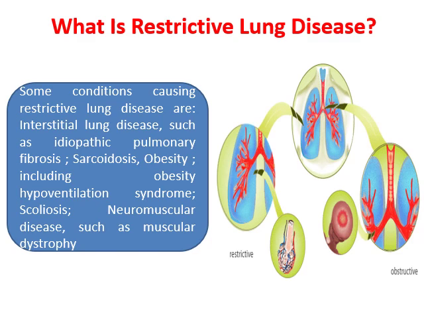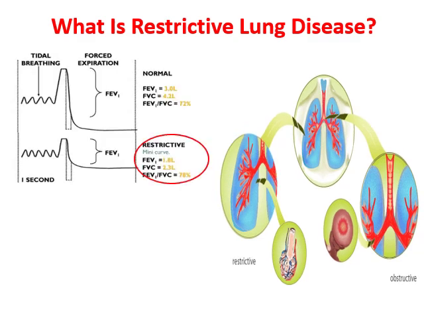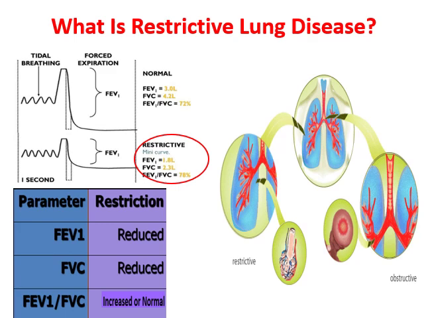Some conditions causing restrictive lung disease are interstitial lung disease such as idiopathic pulmonary fibrosis, sarcoidosis, obesity, including the obesity hypoventilation syndrome, scoliosis, and neuromuscular disease such as muscular dystrophy. From this session, we know that the forced vital capacity and forced expiratory volume in the first second and the ratio between them are important parameters in diagnosis of restrictive lung disease.